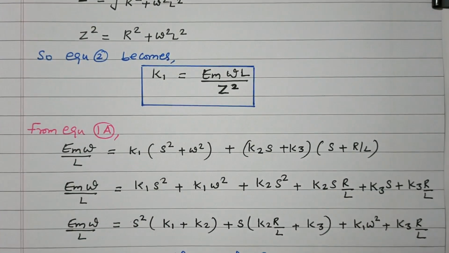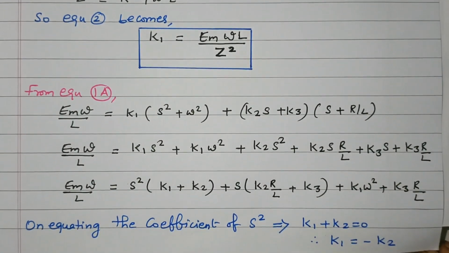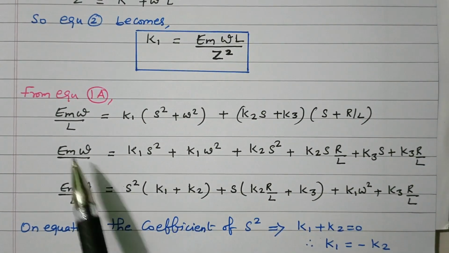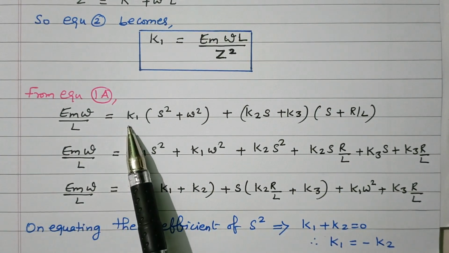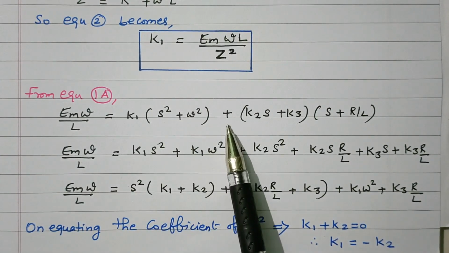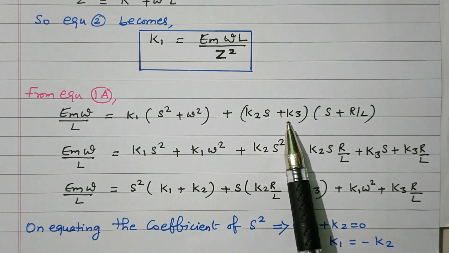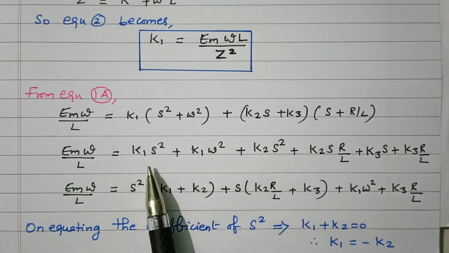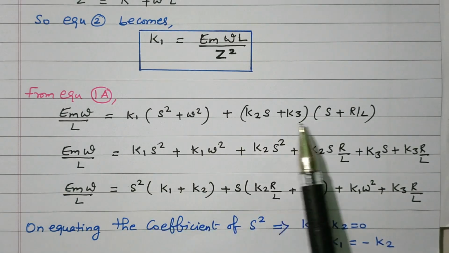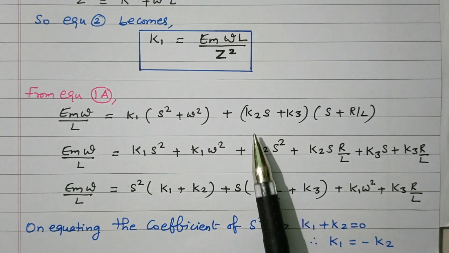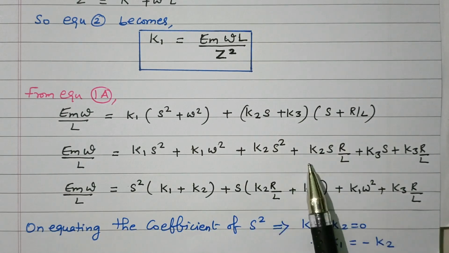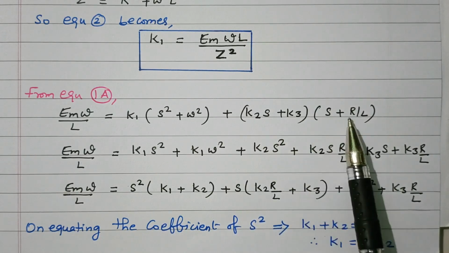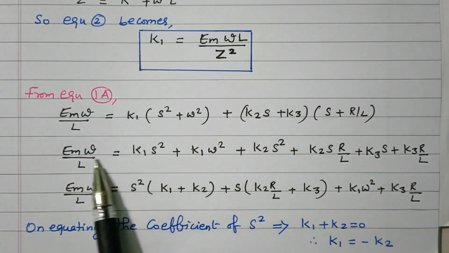So consider the equation 1A. Em omega by L equal to K1 into s square plus omega square plus K2 s plus K3 into s plus R by L. This is the equation 1A. Now we'll multiply inside this term. K2 s into s, so K2 s square. K2 s into R by L. K3 into s, and K3 R by L. So this term is multiplied.